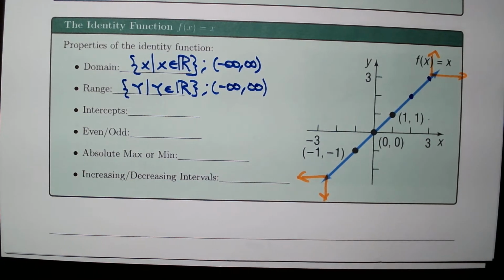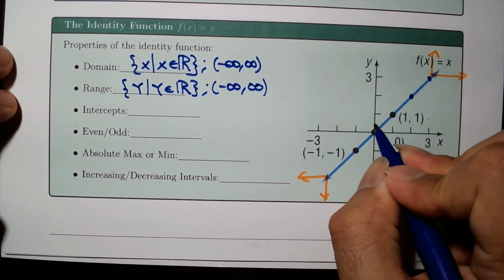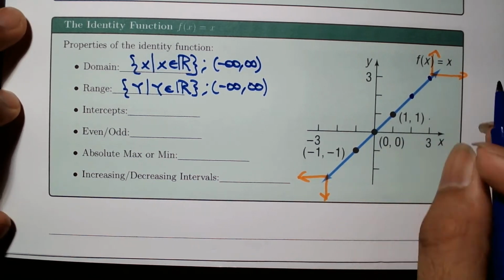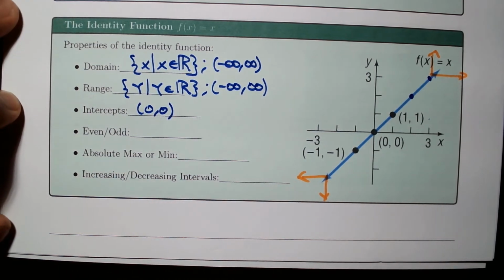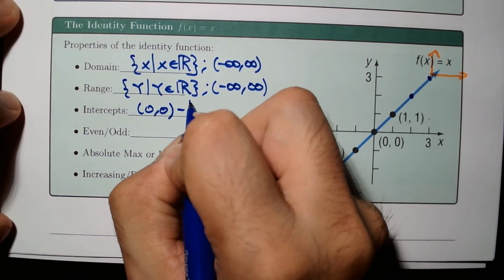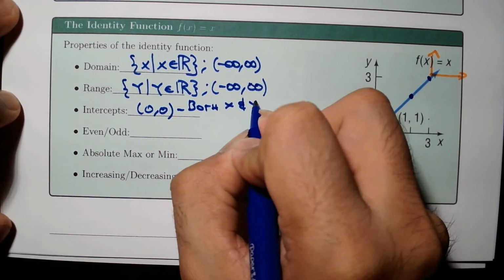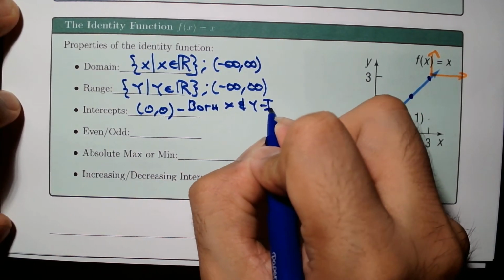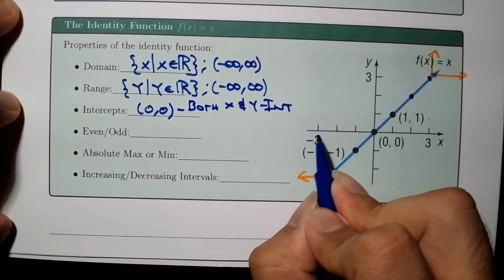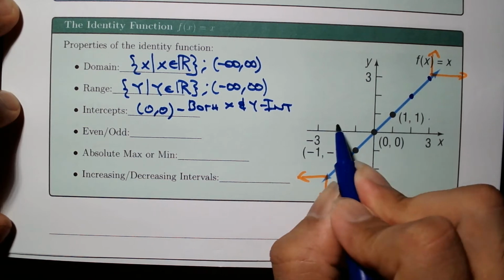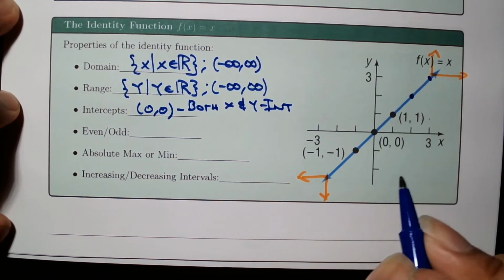Alright, intercepts. Intercepts in this case, well, the origin, it's a tricky one. I'm just gonna say (0, 0) is the intercept, and in this case this is both x and y intercept, because the origin passes through both axes, the x-axis and the y-axis.